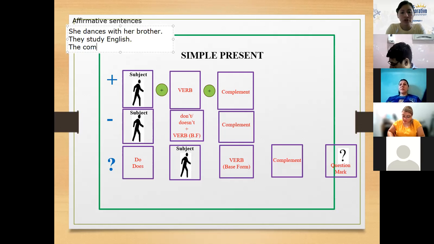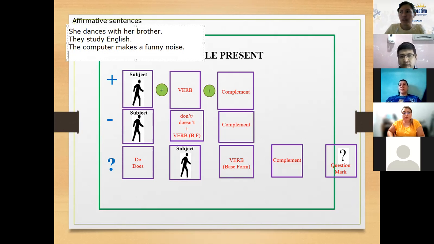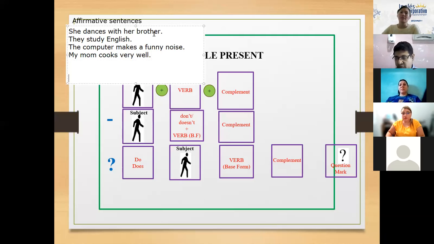The computer makes a funny noise. Hace un ruido gracioso. Bueno, es cierto, a veces las computadoras hacen ruido gracioso. The computer makes a funny noise, right? Okay. Then the next one. My mom cooks very well. Okay. So there we have some sentences.